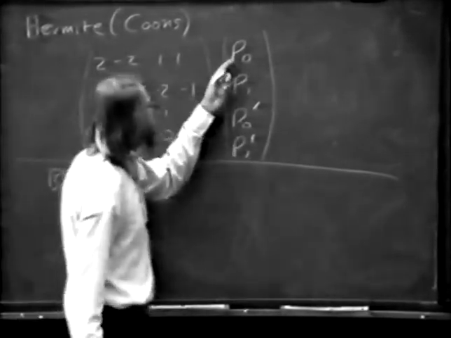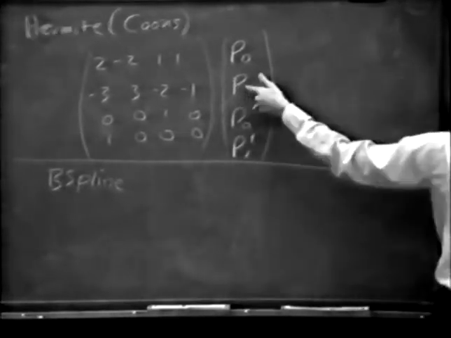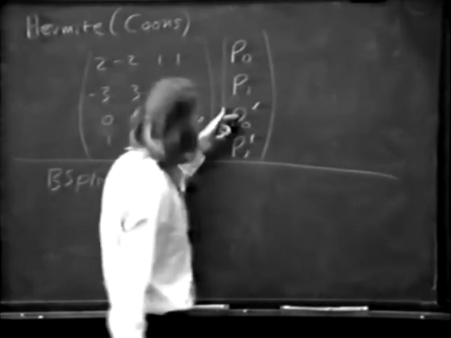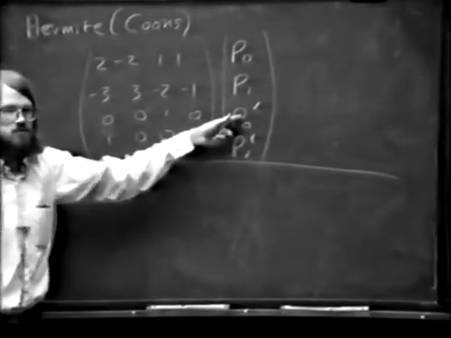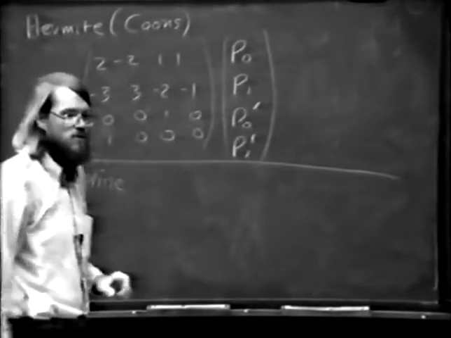P0 is the value at the endpoint where t equals 0. P1 is the value at the endpoint where t equals 1. P0 prime is the derivative of the value at t equals 0, etc. This one's good for gluing these things together end to end, where you want to have the things continuous.